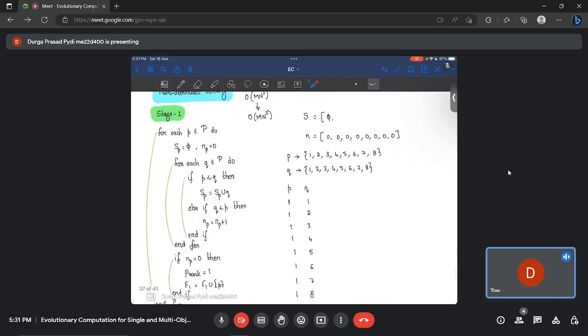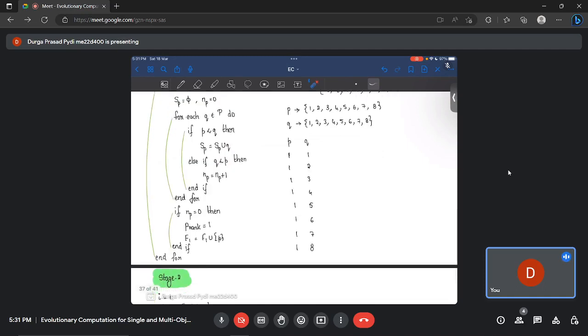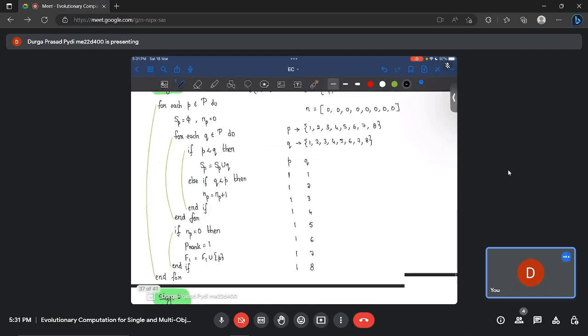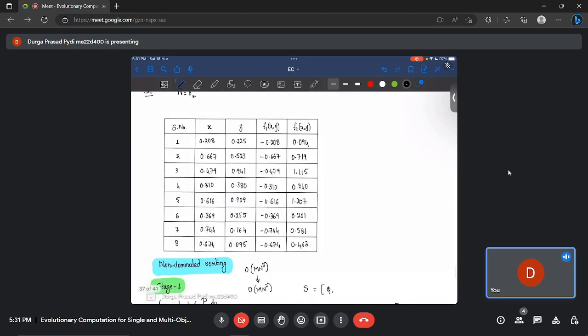So your p ranges from 1 to 8 and your q ranges from 1 to 8. That is your second loop: for each q belonging to P. Both of them belong to P, so q also ranges from 1 to 8. The first step is, if p is less than q. So when I put in all these values, let us compare each one of them. As we discussed, if you want to compare p and q, there are two criteria.